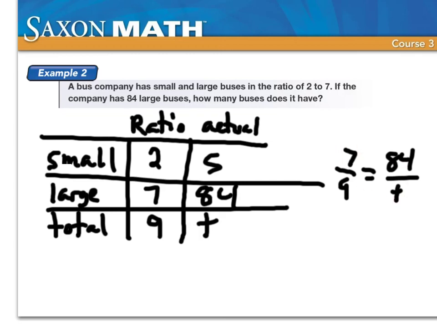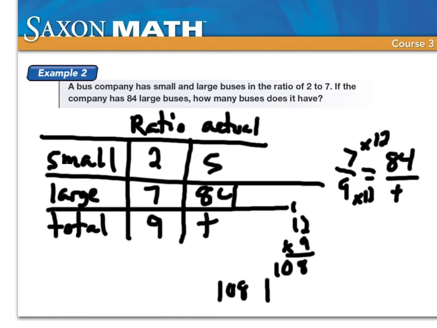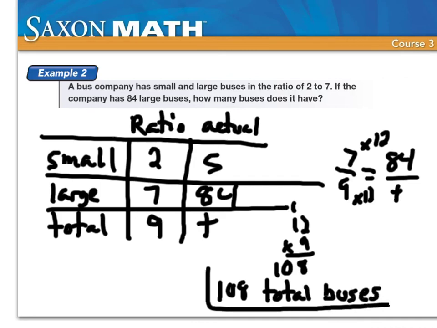We could use cross products to solve this, but we don't need to because I know that 7 times 12 gives me 84, which means I have to take 9 times 12. And 12 times 9: 2 times 9 is 18, carry the 1, 9 times 1 is 9, plus 1 is 10. So my answer is 108 total buses. And that's my answer. Okay, and that's it for your lesson. So good luck on your homework.